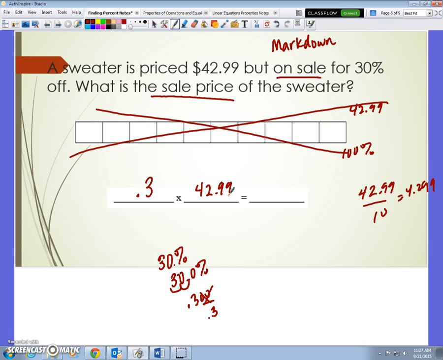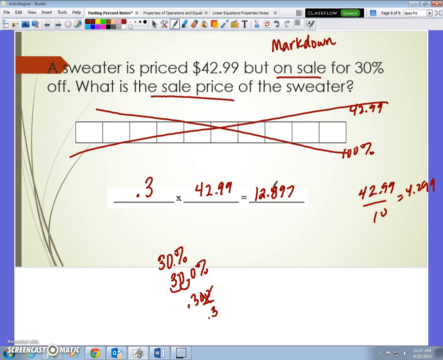Now that doesn't tell me what the sale price is. That tells me what 30% of 42.99 is. And when I multiply it, I get 12.897. All right, now that's not my answer.